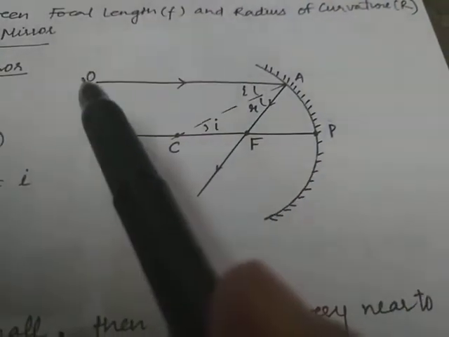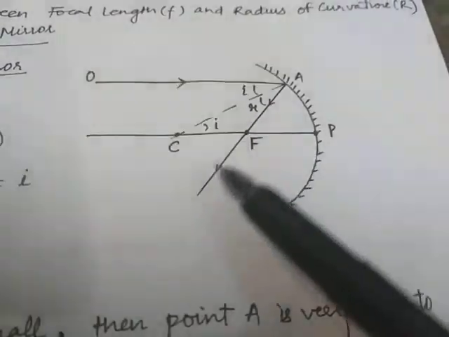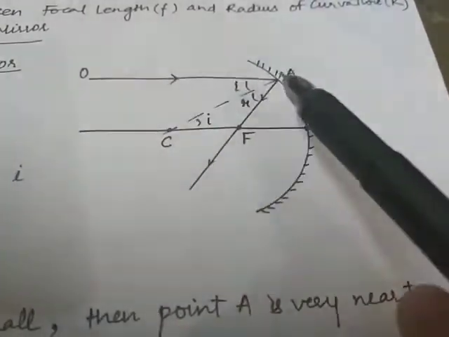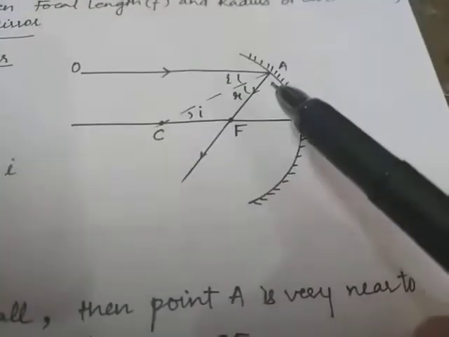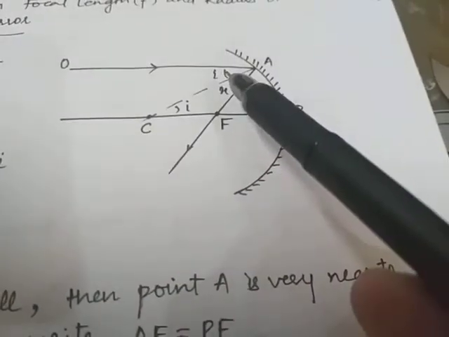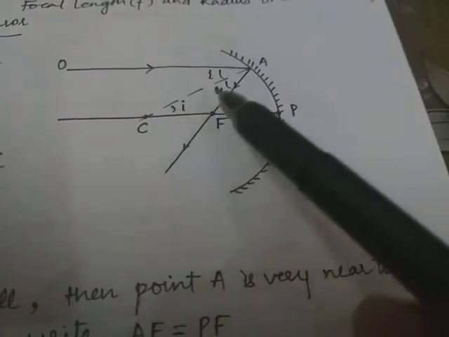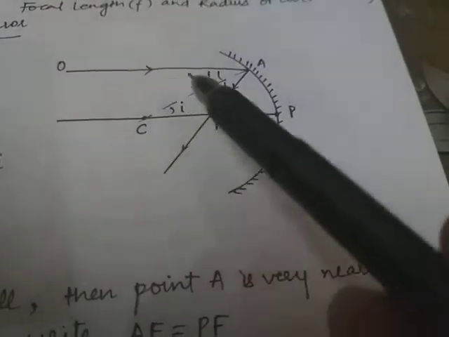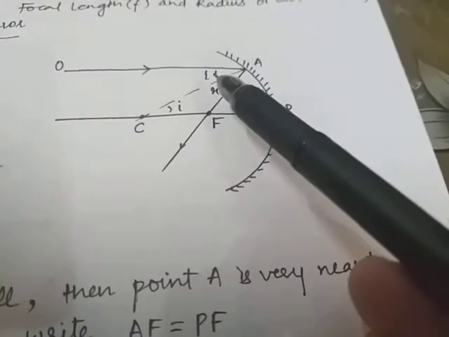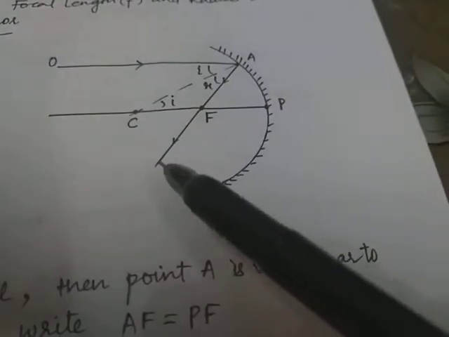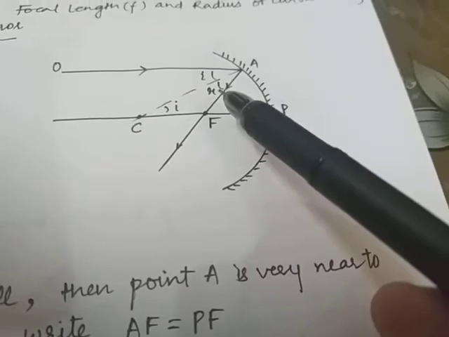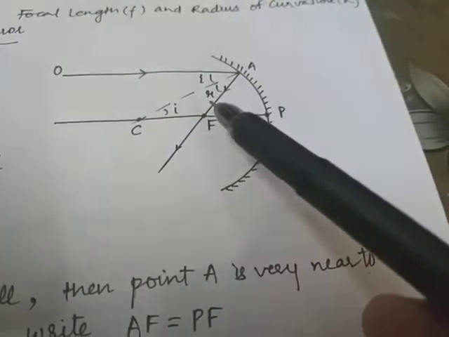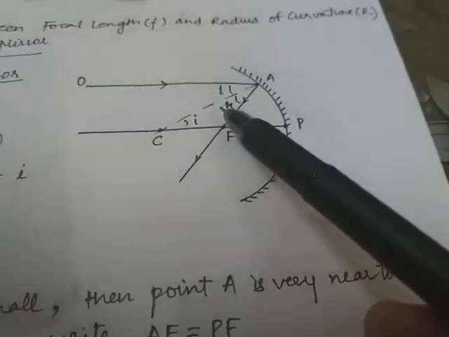A light ray which travels parallel to the principal axis always passes through the focus. So this parallel light ray strikes at A and it will pass through the focus after reflection. This angle is I. As AC will work like normal, the angle between incident ray and normal will be angle of incidence, and angle between reflected ray and normal is angle of reflection, and they should also be equal to each other according to the law of reflection.